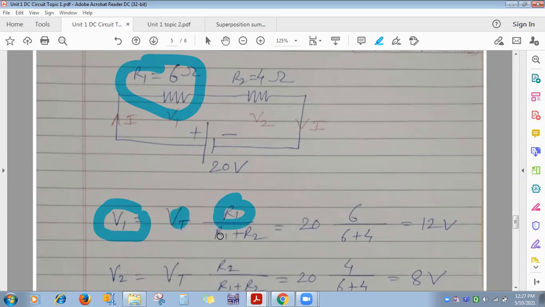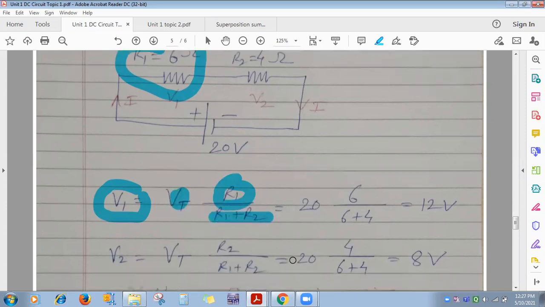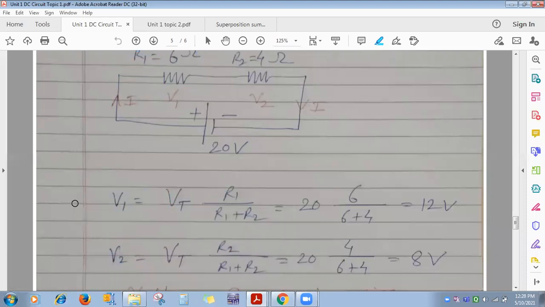Here V total over R1 plus R2. Same for V2: V2 is the voltage drop across R2, so you have to take R2 in the numerator. Clear? Is the voltage division rule formula clear to everyone? Yes, ma'am.